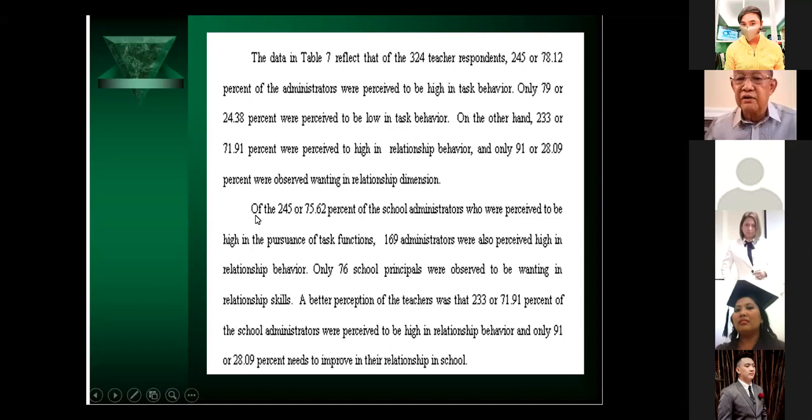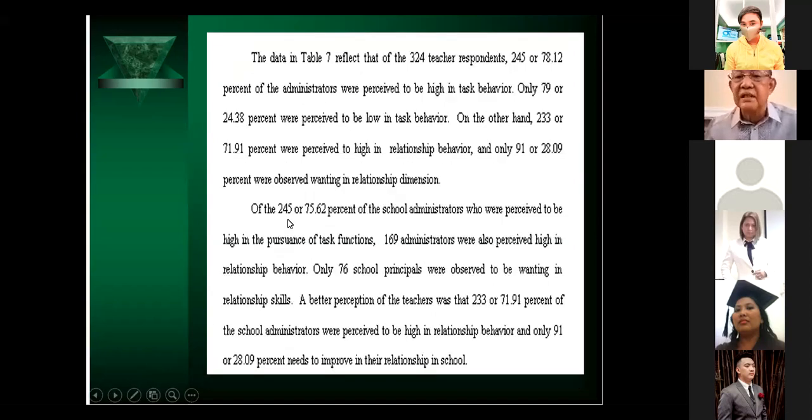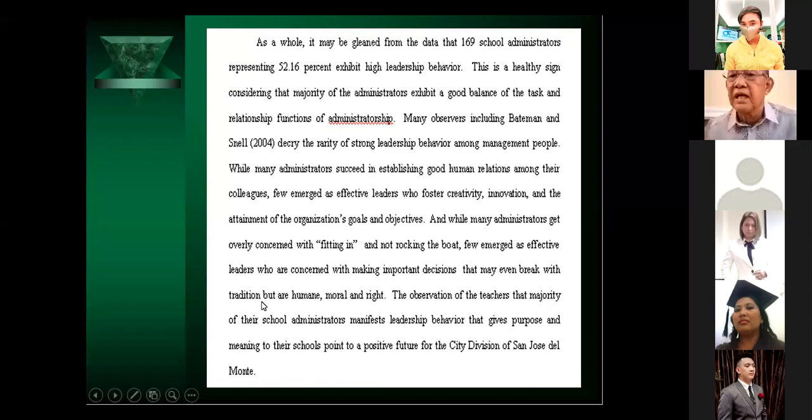Of the 245 or 75.62% of the administrators who were perceived to be high in task function, 169 were perceived high in relationship behavior. Only 26 were observed wanting in relationship skills. A better perception, okay, of the results was that 233 or 71% of the school administrators were perceived to be high in relationship, and only 91 needs to improve in relationship. Tingnan natin yung analysis. Ito.